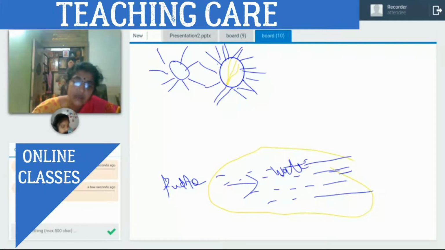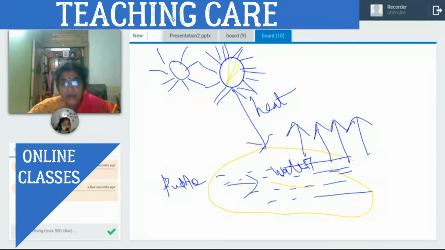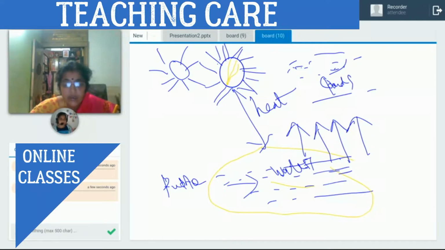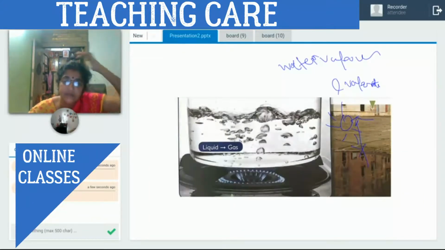Water is there. Okay. Because of the sun's heat, this water will change into water vapor. And this only forms clouds. It will go up and condense here and it is called the clouds. Okay. So coming to this point, after some time you can't see any water here because everything has changed into water vapor. No water in the puddle because everything has changed into water vapor, right?